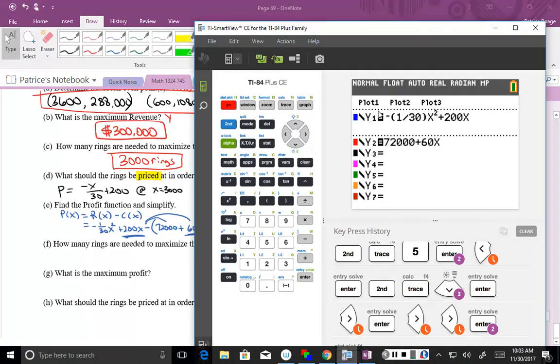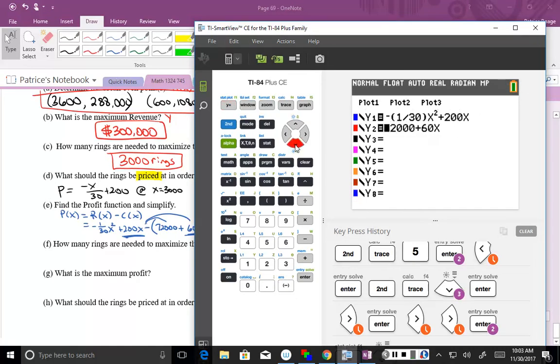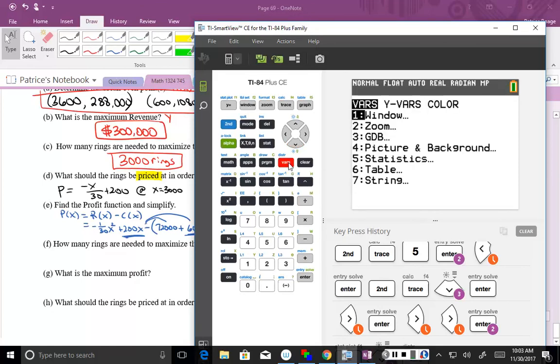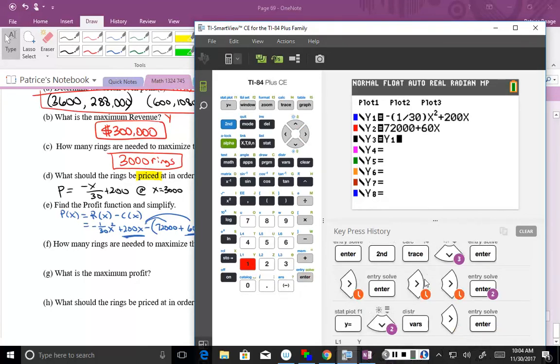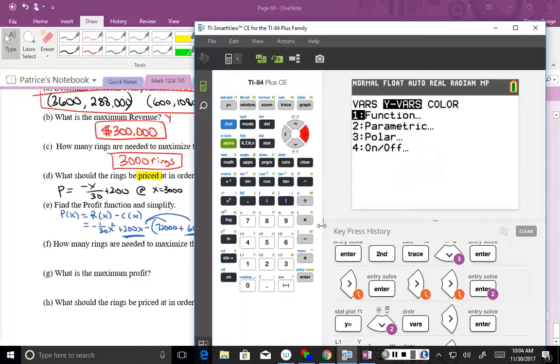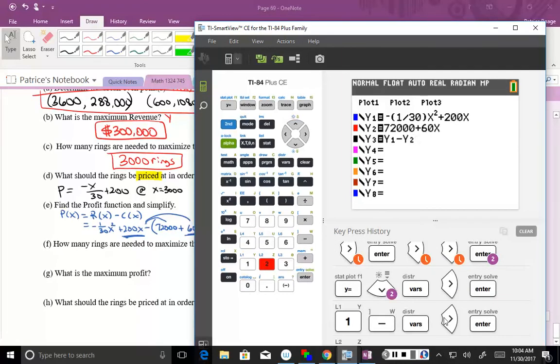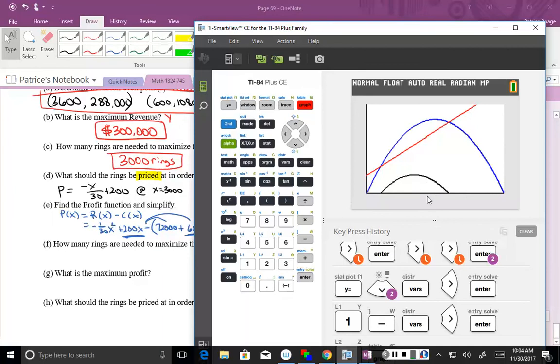to go to your y equals screen. Your revenue's in y1, your cost is in y2. So in y3, I would put y1 minus y2. So I'm going to go to vars, V-A-R-S, y-vars, function, y1, minus vars, y vars, function y2. That's my revenue minus cost. And I'll hit graph. It's down there at the bottom.